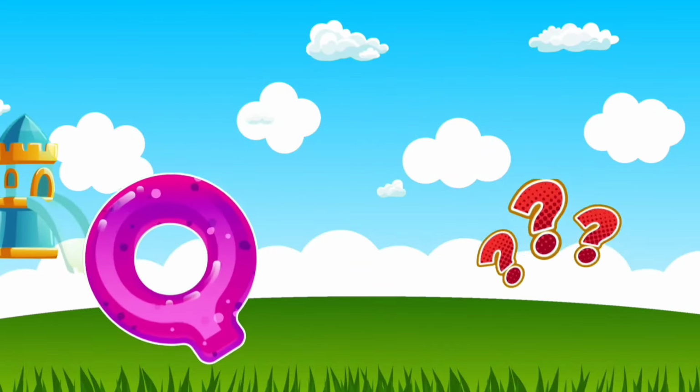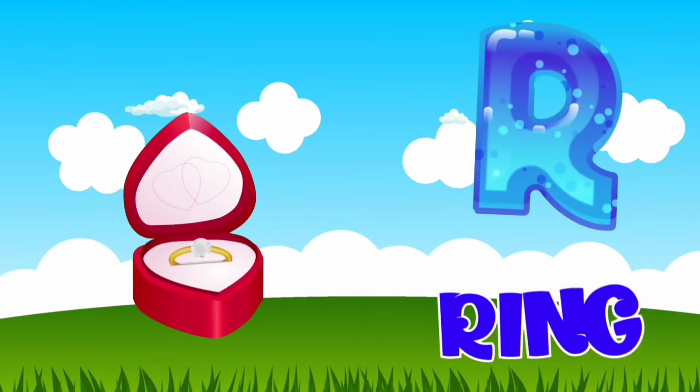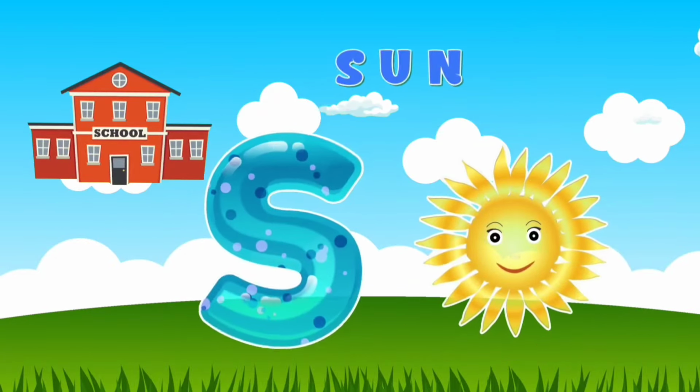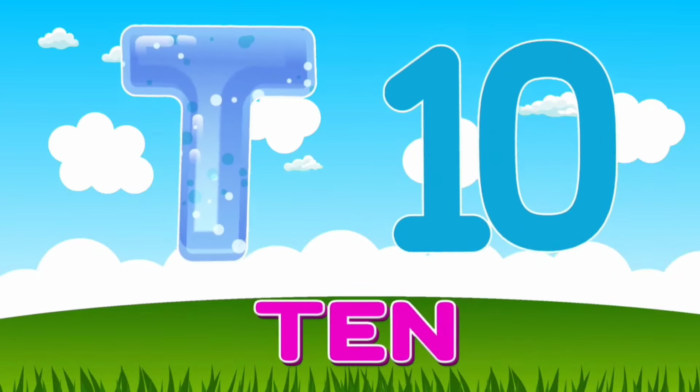Q is for question, q, q, question. R is for ring, r, r, ring. S is for sun, s, s, sun. T is for ten, t, t, ten.